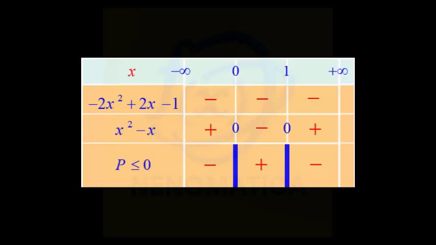Step 7. We want the expression less than or equal to 0. Since the numerator is never 0, equality never happens. The negative regions occur on the intervals from negative infinity to 0 and from 1 to positive infinity. Therefore, the solution set is (negative infinity, 0) union (1, infinity).